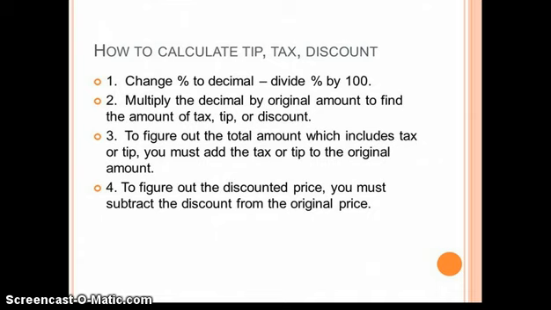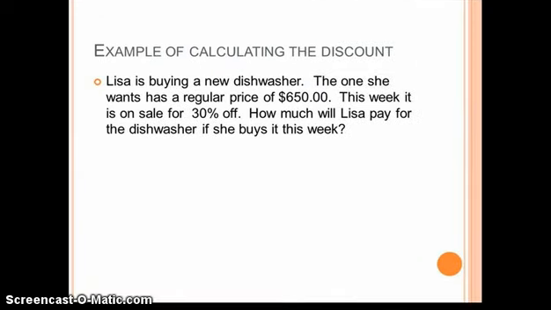And then step 3, if you are dealing with tax or if you're dealing with tip, you are going to take the amount that you figured out from step 2 and add it to the original amount. And then in step 4, if you are finding the discount price, instead of adding it because you're saving money, you're going to subtract the discount from the original price. Okay, so let's take a look at an example.